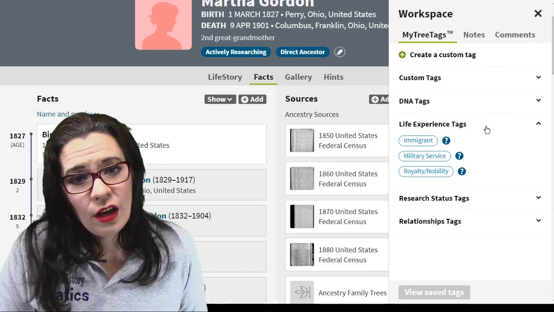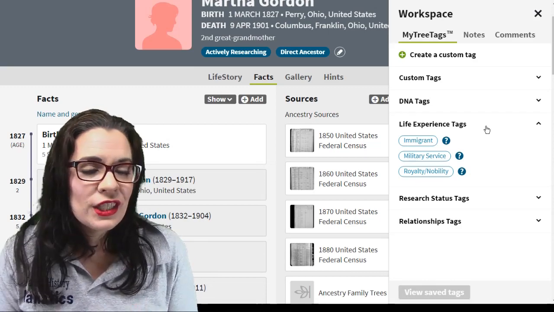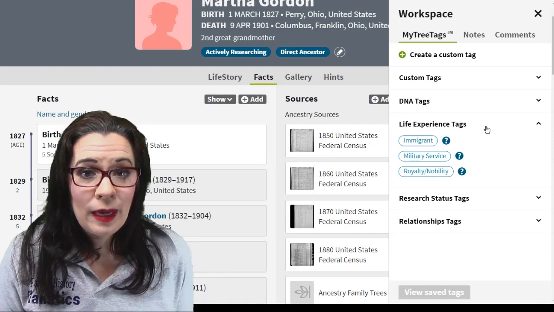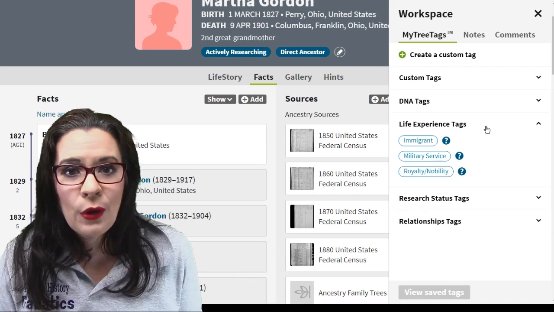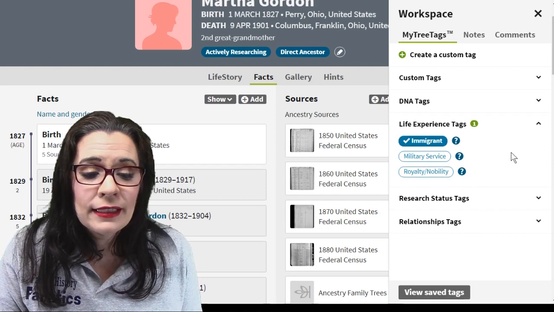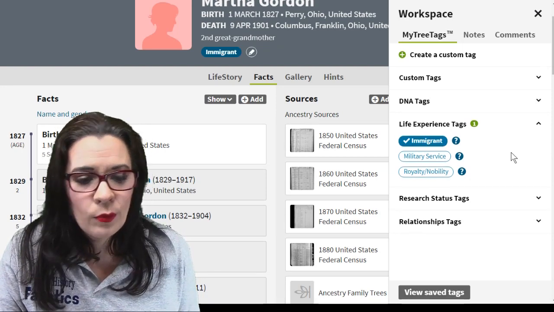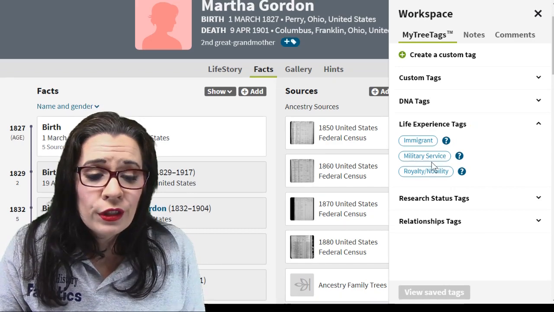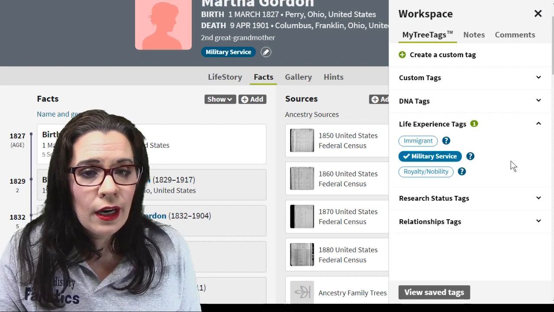But these are generated on commonly appearing demarcations users have used in order to label their tree. It comes back to those flags and flowers from the previous video I mentioned. So if Martha was an immigrant, I can tag her as an immigrant. Universal, we all understand what that means. If Martha served in the military, I can go ahead and say she served in the military.